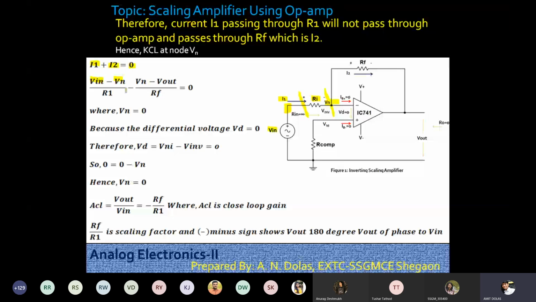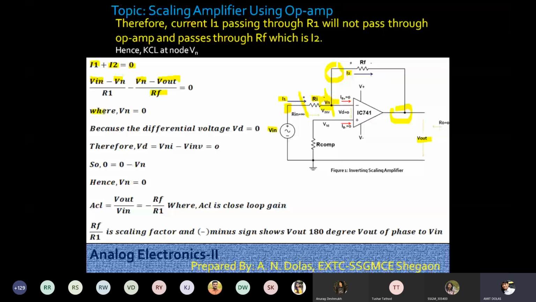Then the next current is I2, which is passing through RF. So I wrote Vn minus Vout, because at this point of RF the voltage is Vn, which is of course 0, and at this point of RF the voltage is the output voltage. So I wrote Vn minus Vout divided by RF.